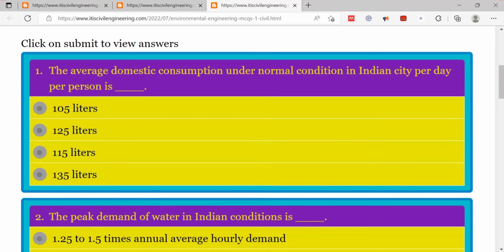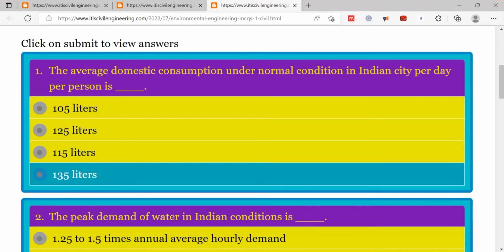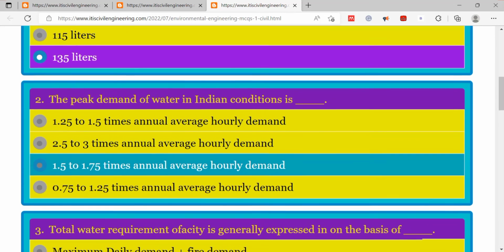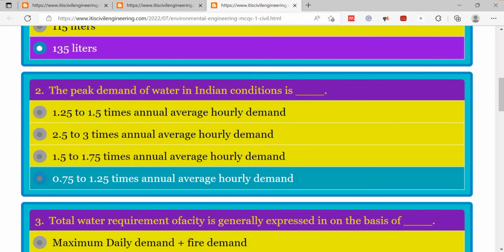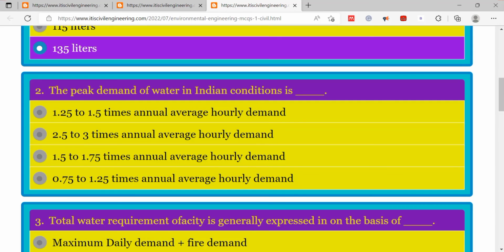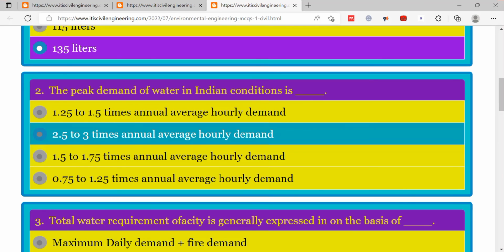The average domestic consumption under normal condition in Indian city per day per person is 135 liters. The peak demand of water in Indian conditions is, so it's 2.7 of the annual average hourly demand. So the correct option will be 2.5 to 3 times of the annual average hourly demand.